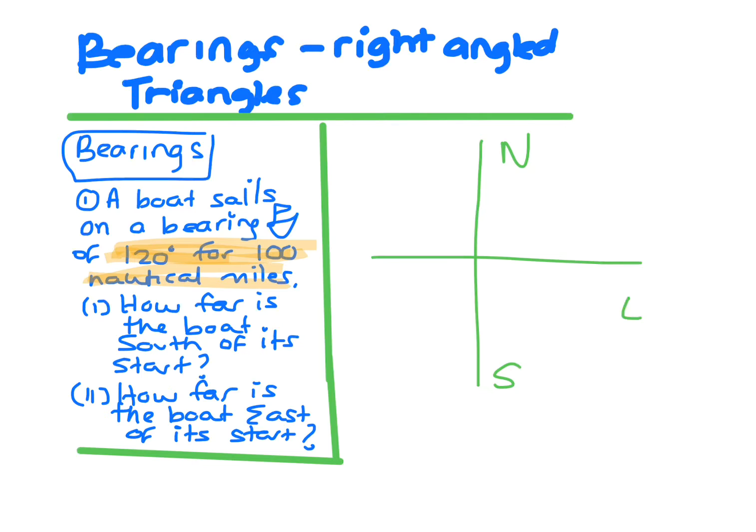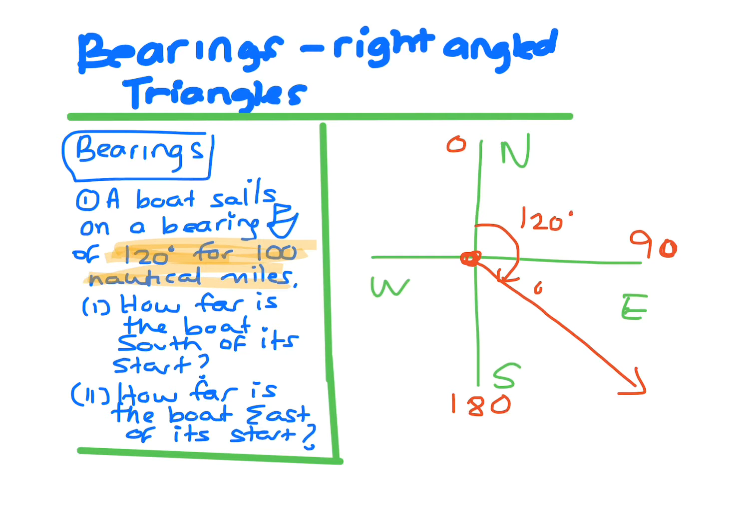There's north, south, east, west. Never eat soggy Weet-Bix, though sometimes it's inevitable. So if this is 0, 90, 180, that means that when you start here and you turn, 120 will be somewhere there, because 120 is somewhere between 180 and 90 degrees. And then the boat's going to sail in this direction on this course, and it's going to do so for 100 nautical miles. So just write NM.